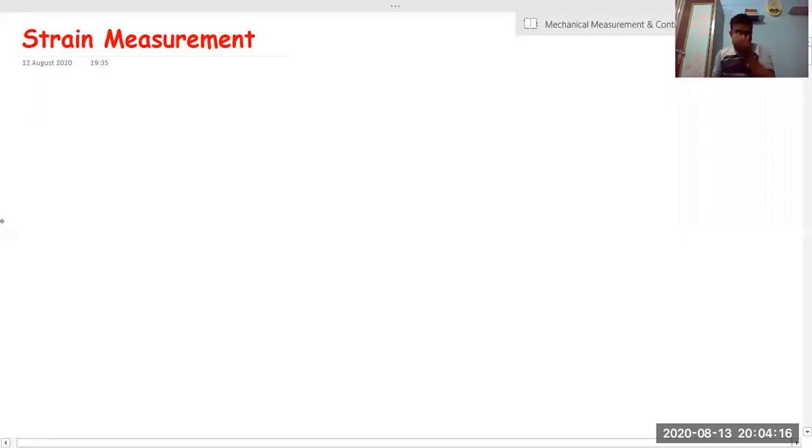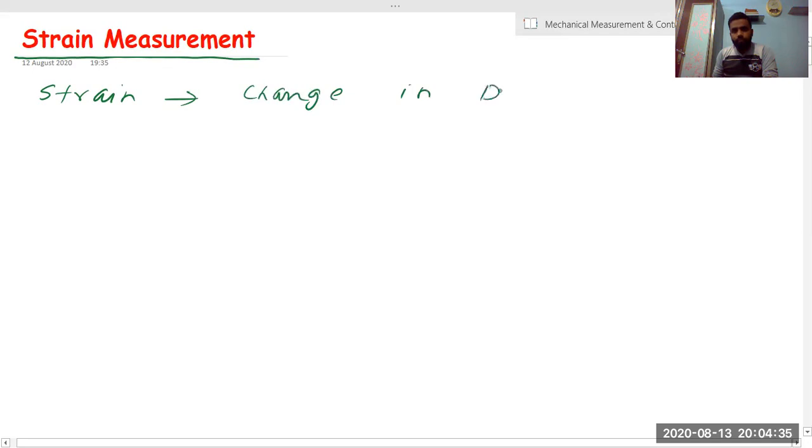Hello. So we are studying strain measurement. So before starting, how do you measure a strain? First of all, let us define what we mean by a strain. We already know strain, if you want to define it, is the change in dimension to the original dimension. This is the basic definition of a strain.